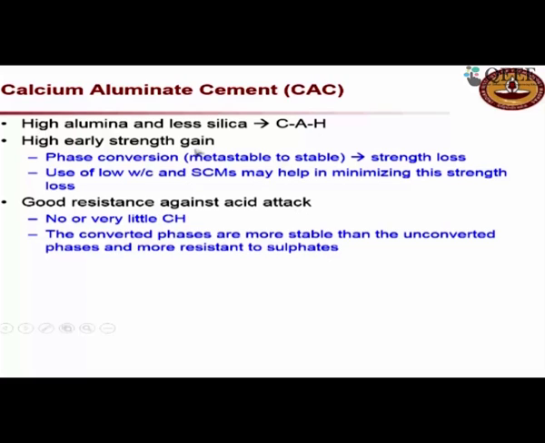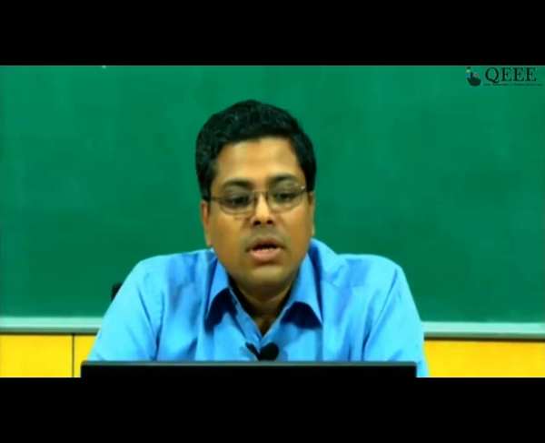So even though, as we mentioned here, there may be a conversion happening which leads to strength loss, we have seen literature saying that the converted phases are actually more stable and more resistant to sulfates. So in summary, we can say that calcium aluminate cements can actually be used to either make the whole concrete pipe or provide a layer of calcium aluminate cement in these concrete pipes. The remaining section we will cover later.